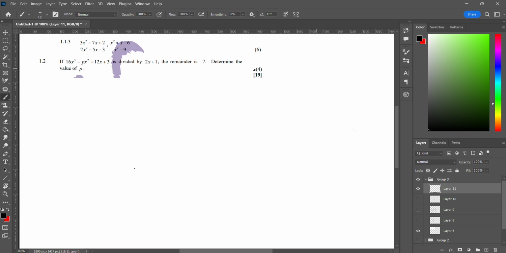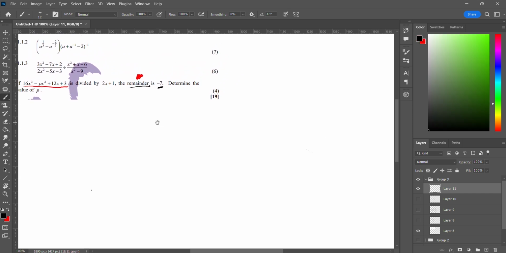But yeah, okay, so doing the last problem, okay, there you go. It says if 16x cubed minus px squared plus 12x plus 3 is divided by 2x plus 1, the remainder is minus 7. So once they mention the remainder, and seeing that this is a polynomial, I immediately thought of the remainder theorem. So before we go there, what is the remainder theorem?